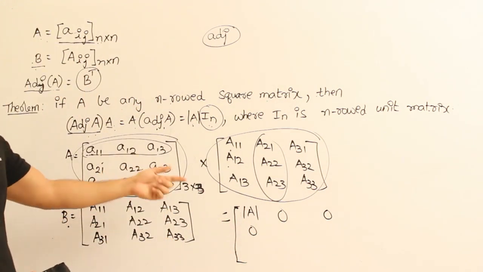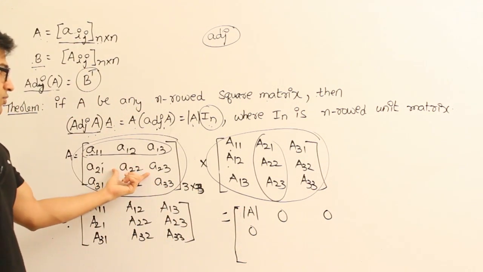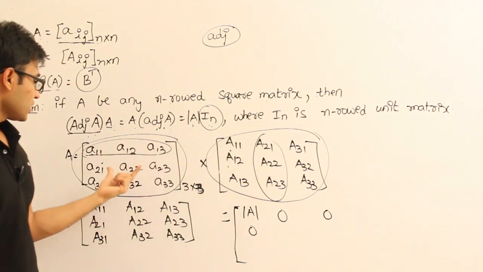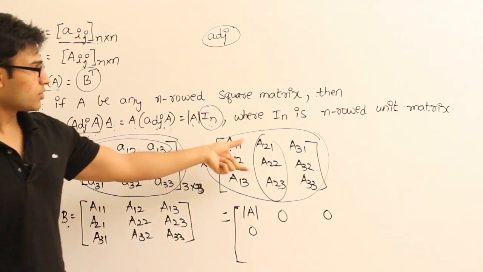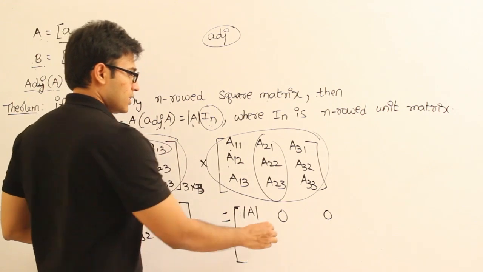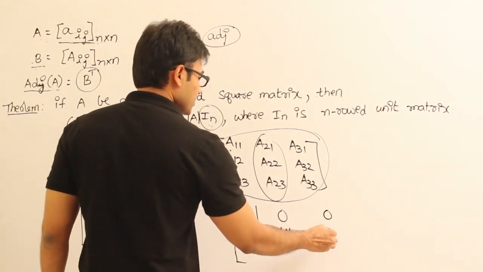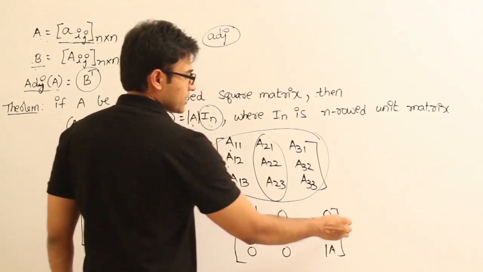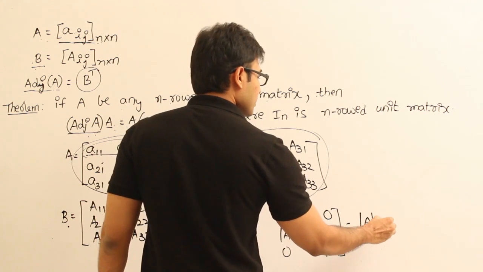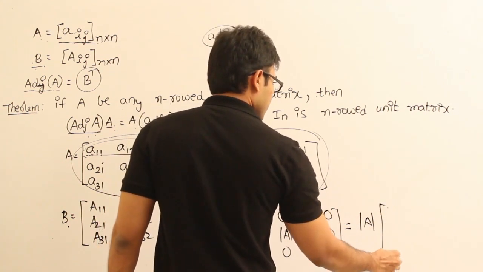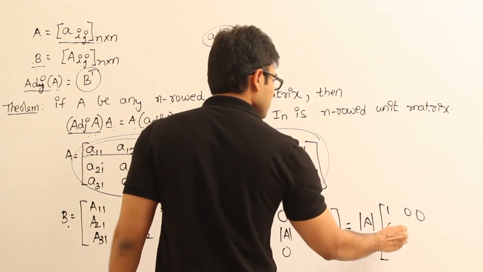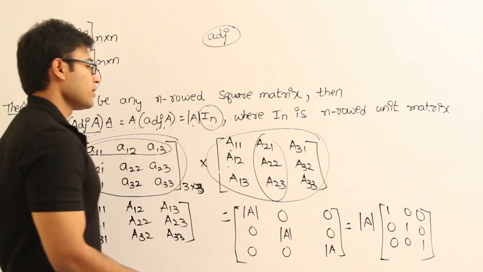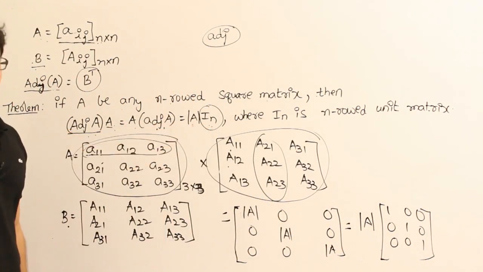And then A22, this element is nothing but multiplying the second row and the second column. So if you observe, they are the elements and their corresponding cofactors, which is again nothing but det A, right? So likewise you can see that this is what we get, which can be written as det A into I3, right, which is 1 0 0, 0 1 0, 0 0 1. Okay, so this is what we got, det A into In.